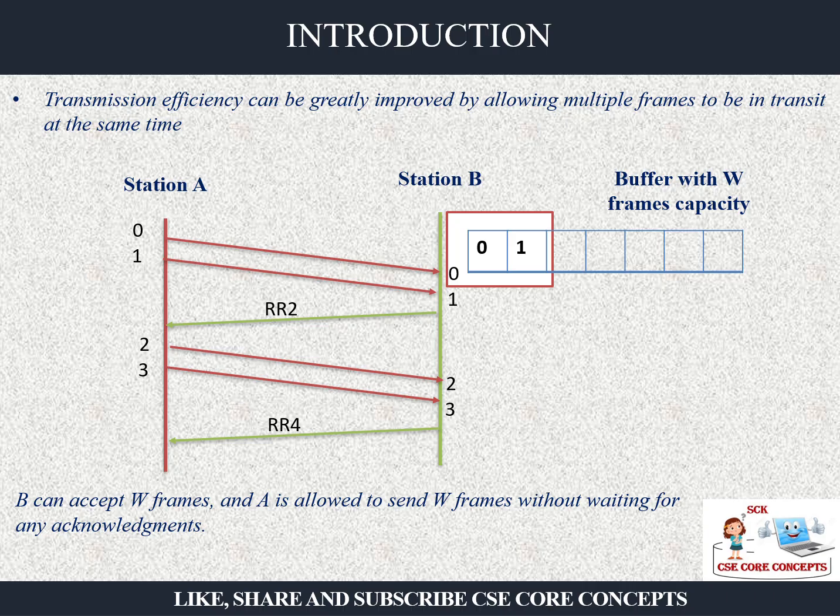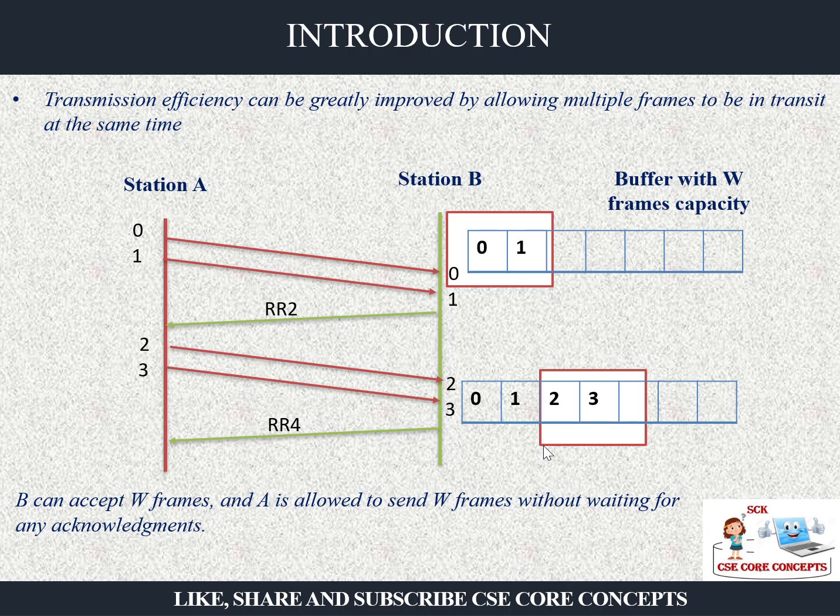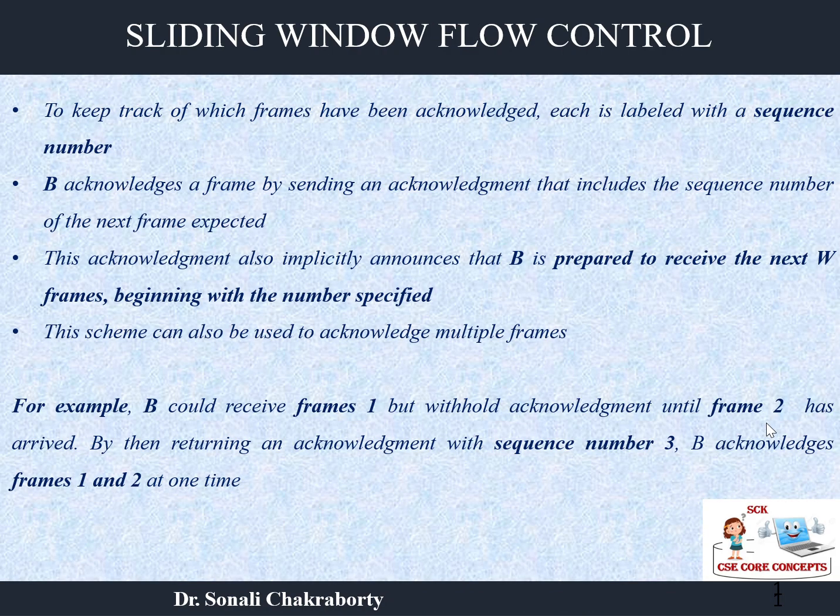As per that instruction, station A sends the second and third frames, and again station B sends RR4. That means the earlier two frames have been received successfully, and now I am ready to receive the fourth frame. So the buffer looks something like this: 0, 1, 2, 3, and you can see this red window has slid to the next two. This is called the sliding window.